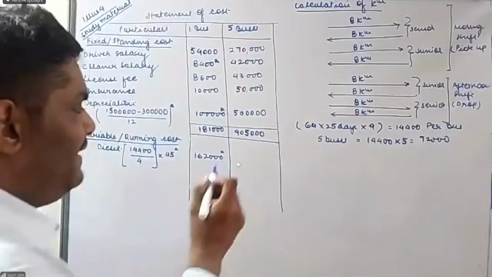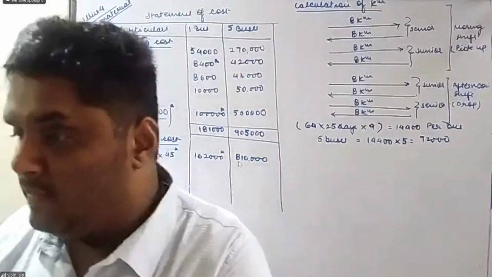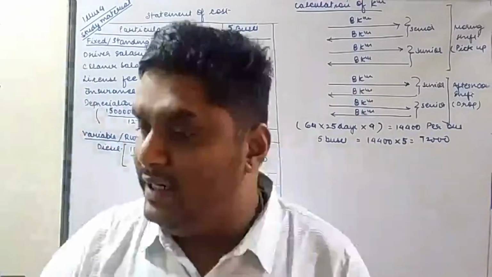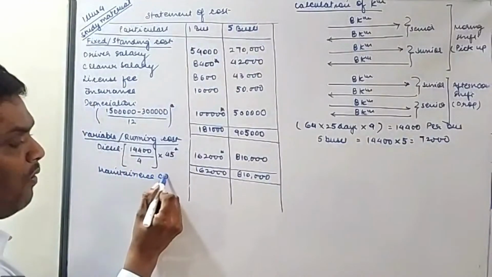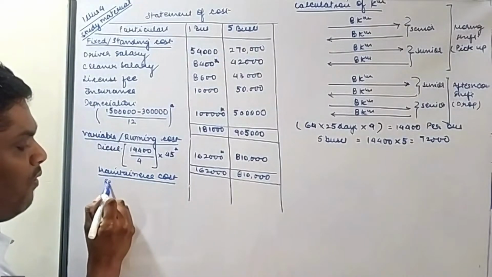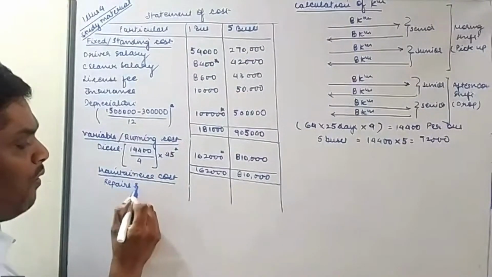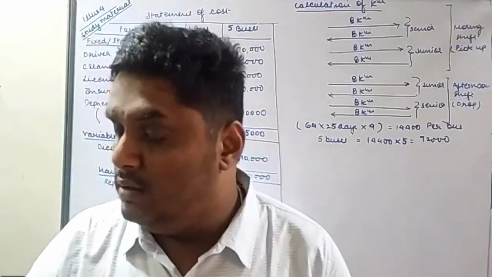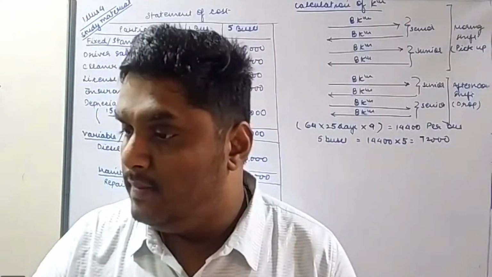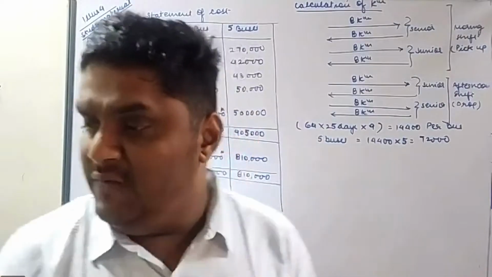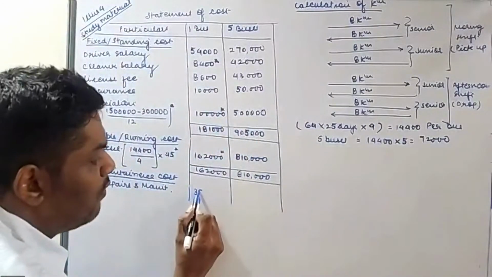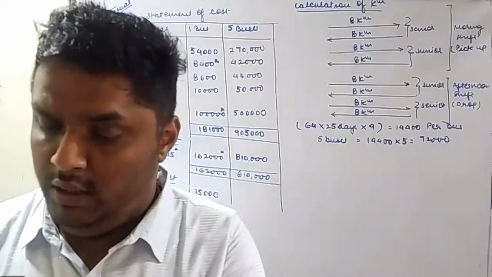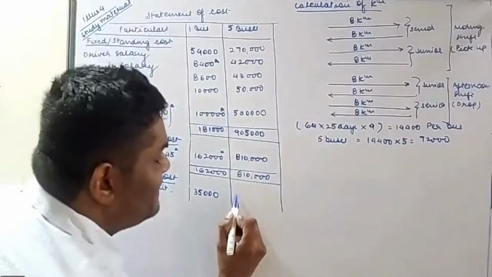Now let's start with the maintenance cost, wherein there is only one cost, that is repairs and maintenance cost. Repairs and maintenance cost, that is 35,000 per bus per annum. So 35,000 into the number of buses, which is 5. So this will be 1,75,000.